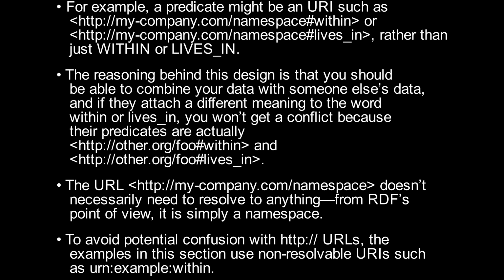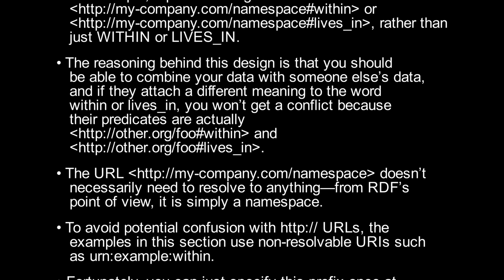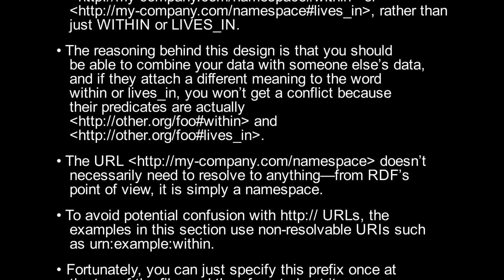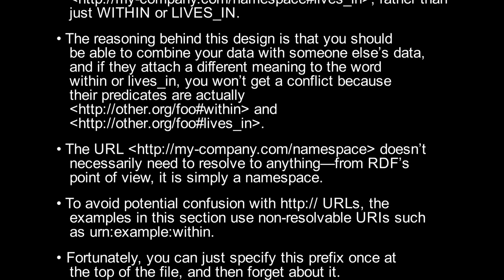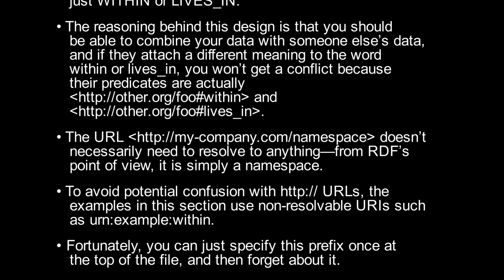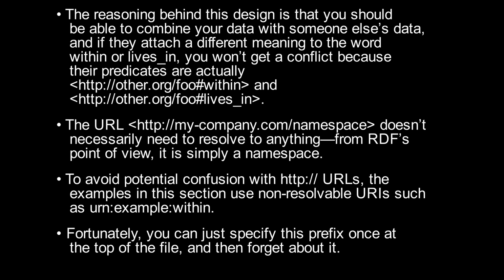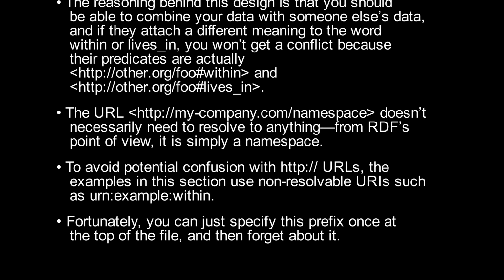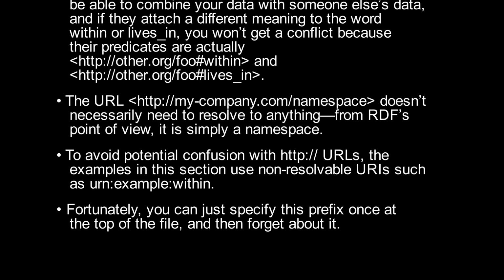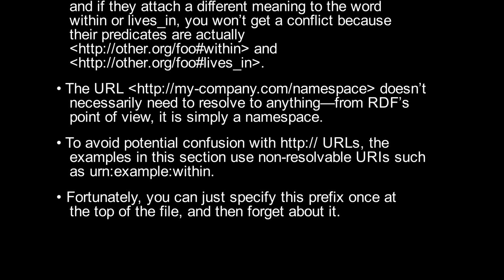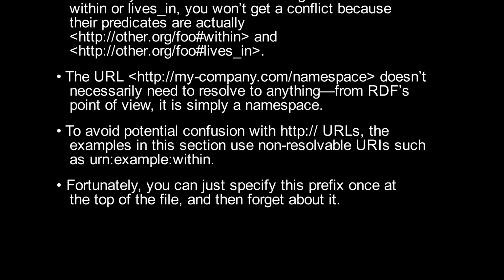The URL http://my-company.com/namespace doesn't necessarily need to resolve to anything. From RDF's point of view, it is simply a namespace. To avoid potential confusion with HTTP URLs, the examples in this section use non-resolvable URIs, such as urn:example:within. Fortunately, you can just specify this prefix once at the top of the file and then forget about it.